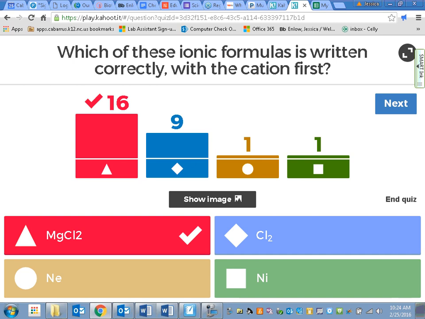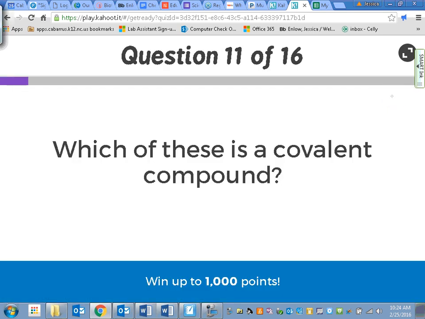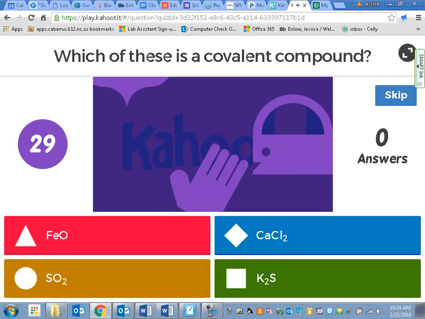Yeah? Okay. Which of these is a covalent compound? If you need your PCOE, have it out. You'll need it a lot today.